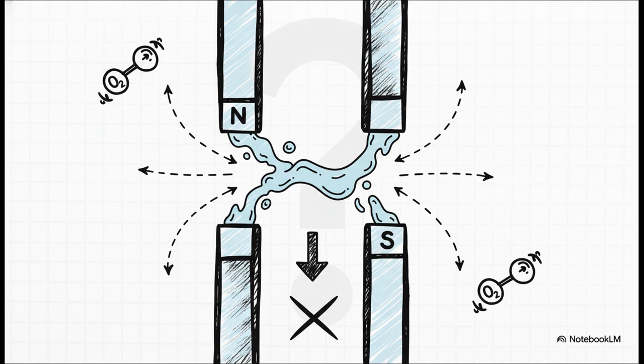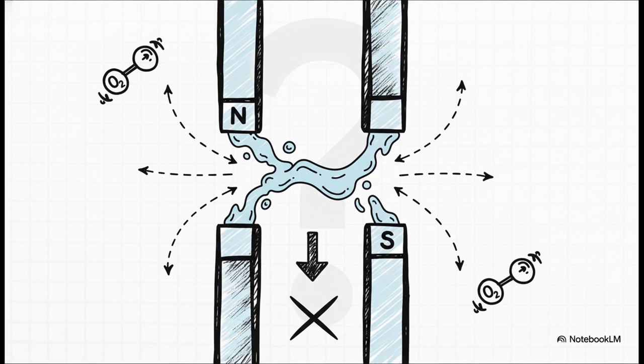So get this, you take liquid oxygen, this really cool pale blue liquid, and you pour it between the poles of a super strong magnet. Now, you'd expect it to just fall right through, right? But it doesn't. It actually gets stuck. It just hangs there in midair, defying gravity, held by some invisible force. This is what's known as paramagnetism, and it's the central clue in our mystery today.